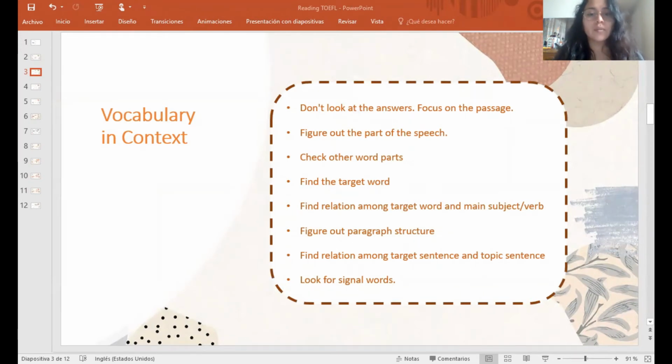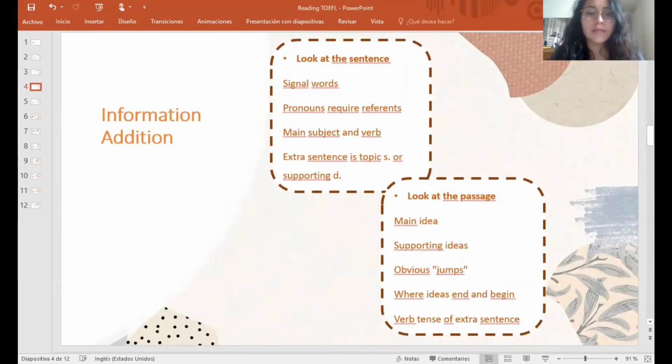Third, check any other word part that you may know. Fourth, find the target word in the sentence, and then find the main subject and verb. And fifth, find the relation of the target word to the main subject and verb. Sixth, figure out the structure of the paragraph and look for the topic sentence, supporting ideas, and details. Seventh, find the relation of the target sentence to the topic sentence. Eighth, look for signal words like also, and, but, however, for contrast, for example, etc.